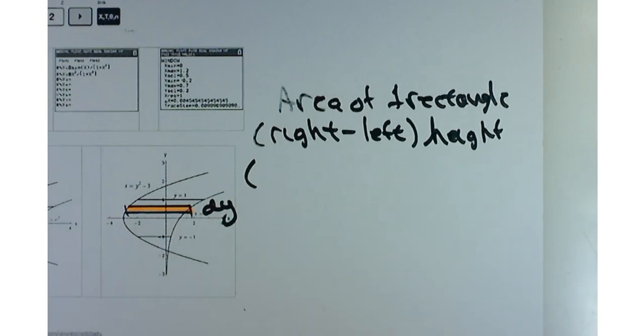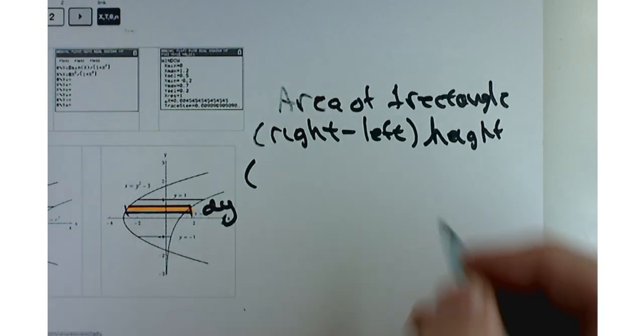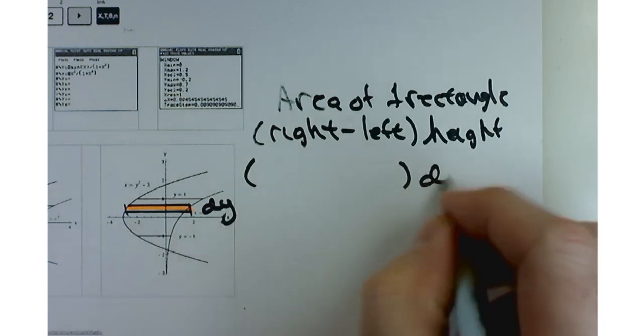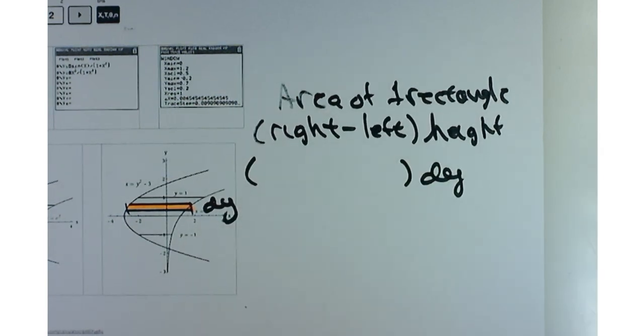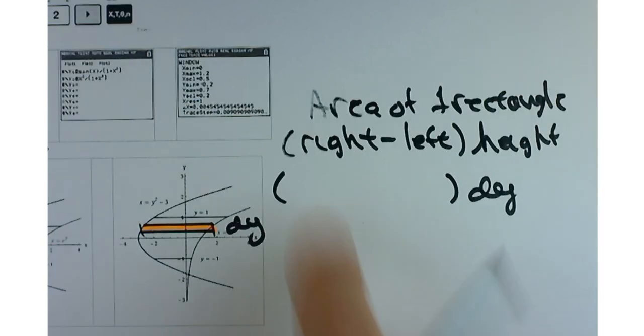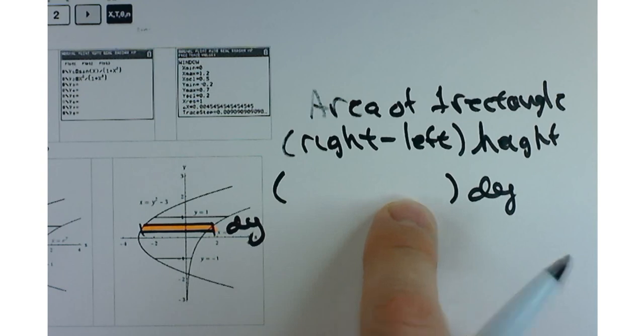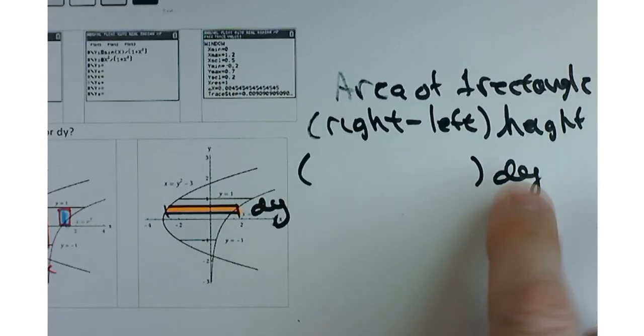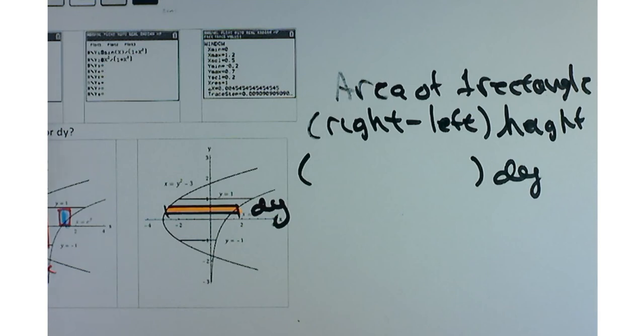But now let's see if we can fill in some things for the rest of this. The height is going to be dy. That's the slice that you're taking. That's also telling you that these two functions that you put here have to be in terms of y. I don't want terms of x because I'm going to be integrating with respect to y. So that's another reason to have that dy there. It's a reminder.